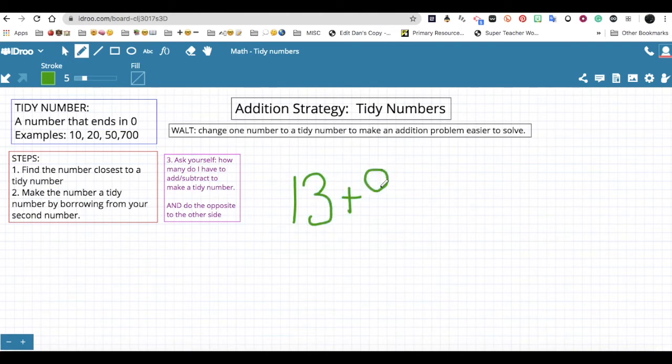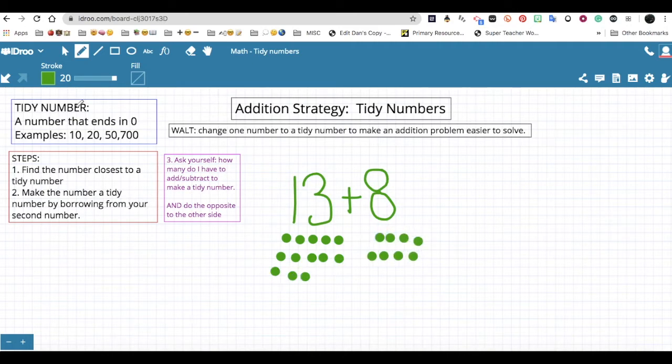Now this is a slightly trickier one. Okay, I've got 13 and I have 8. 10, 11, 12, 13, and 1, 2, 3, 4, 5, 6, 7, 8. So, pause the video and tell me what the first step is when we are using our tidy numbers strategy.